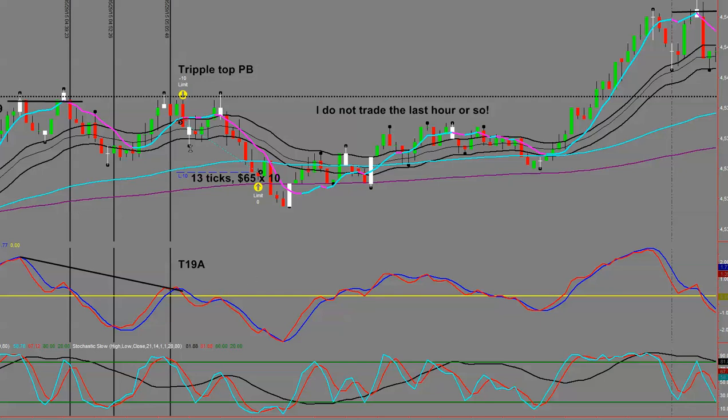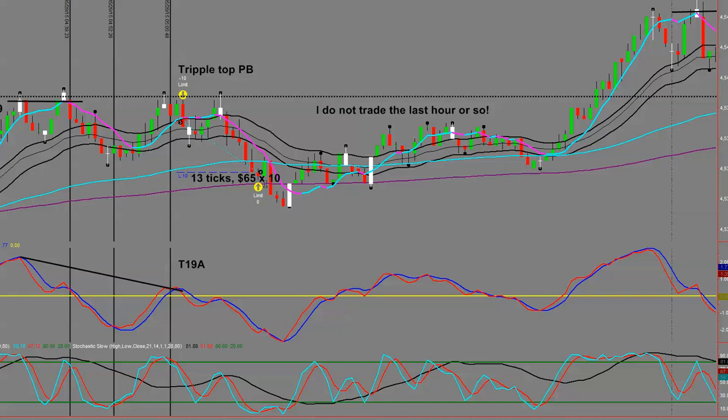T19A. I shorted the market here. My target was at 200. That was for 13 ticks on 10 contracts. Now in TradeStation, you can see clearly my trade entry. I also have a beautiful triple top here. So there's a whole lot of reasons to take this trade.